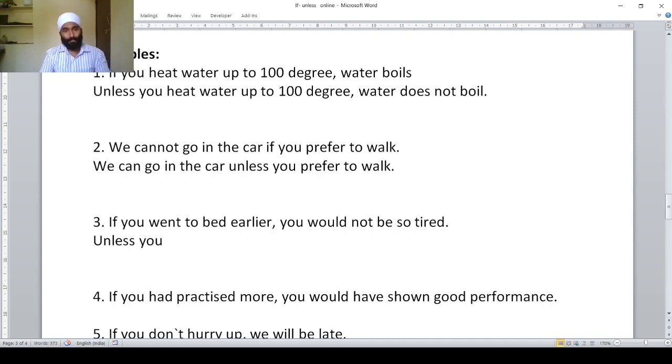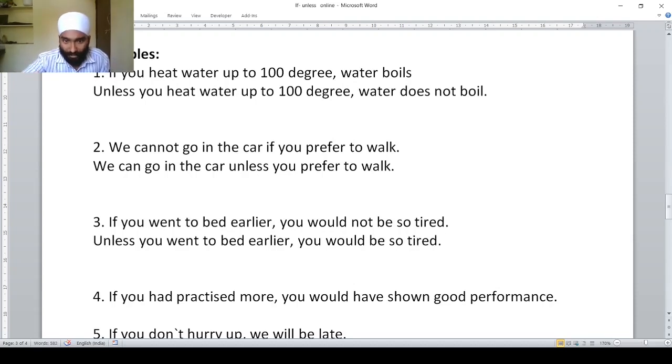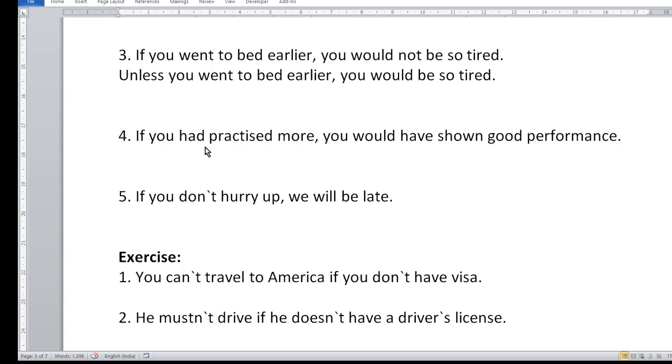Unless you went to bed earlier, you would be so tired. Unless you went to bed earlier, you would be so tired. The fourth example, students, if you had practiced more, you would have shown good performance.